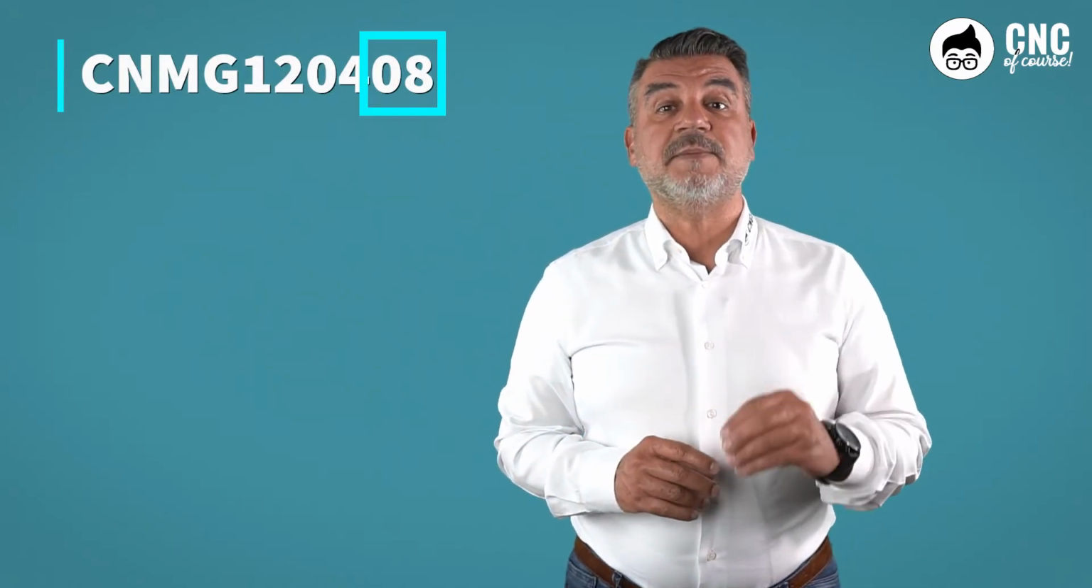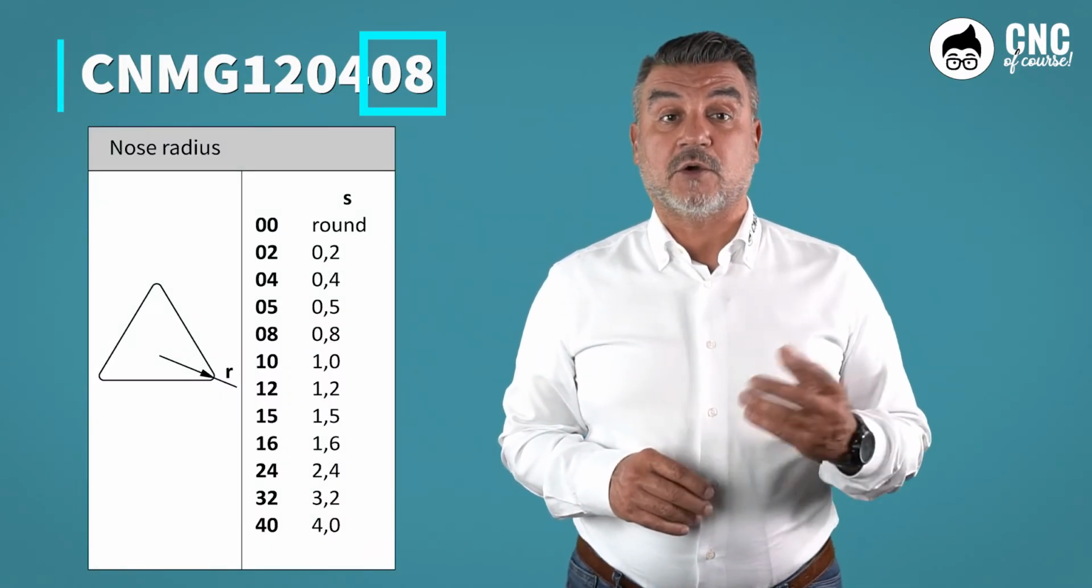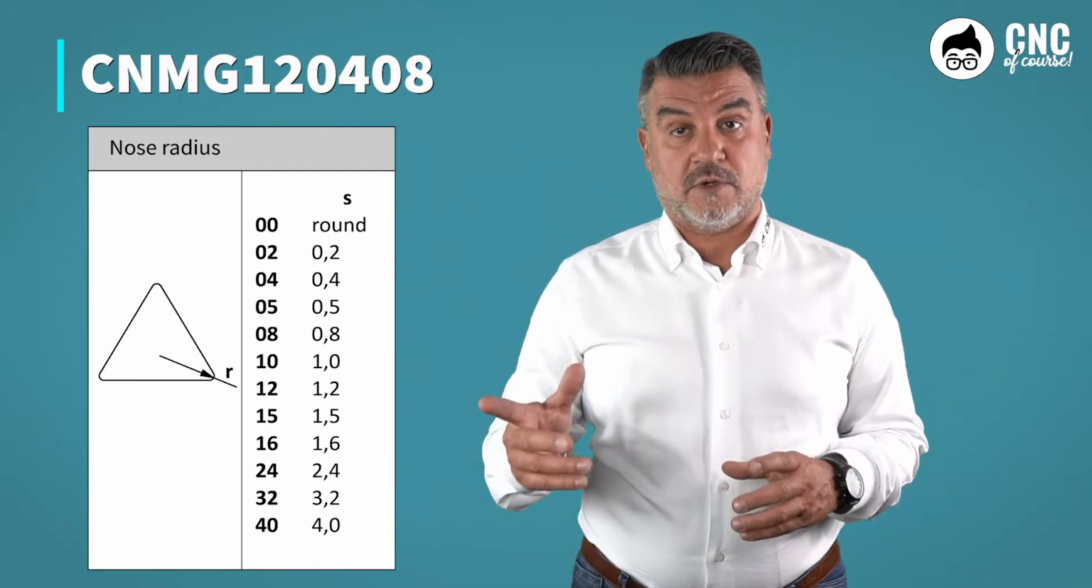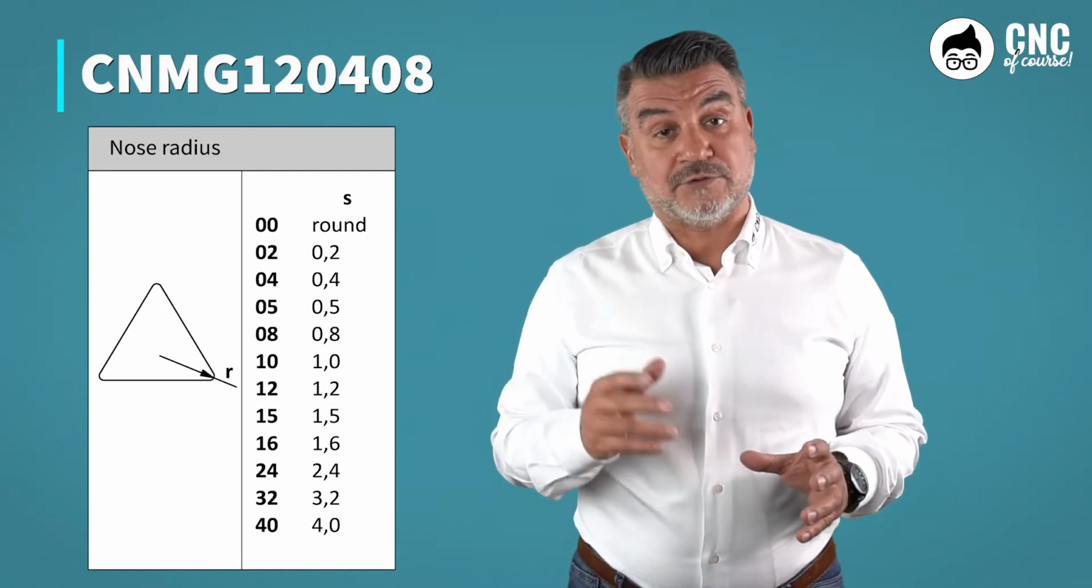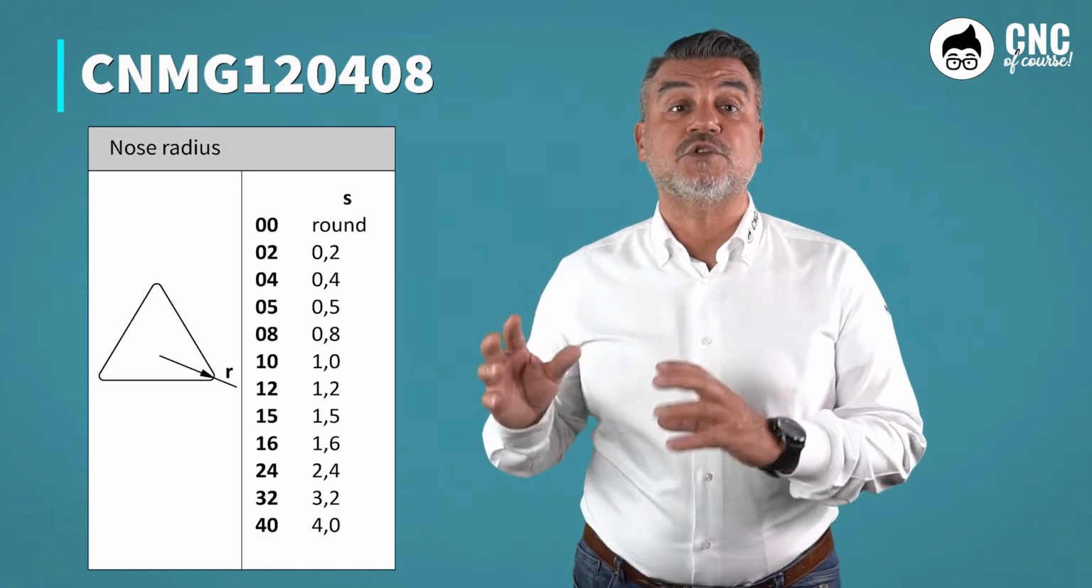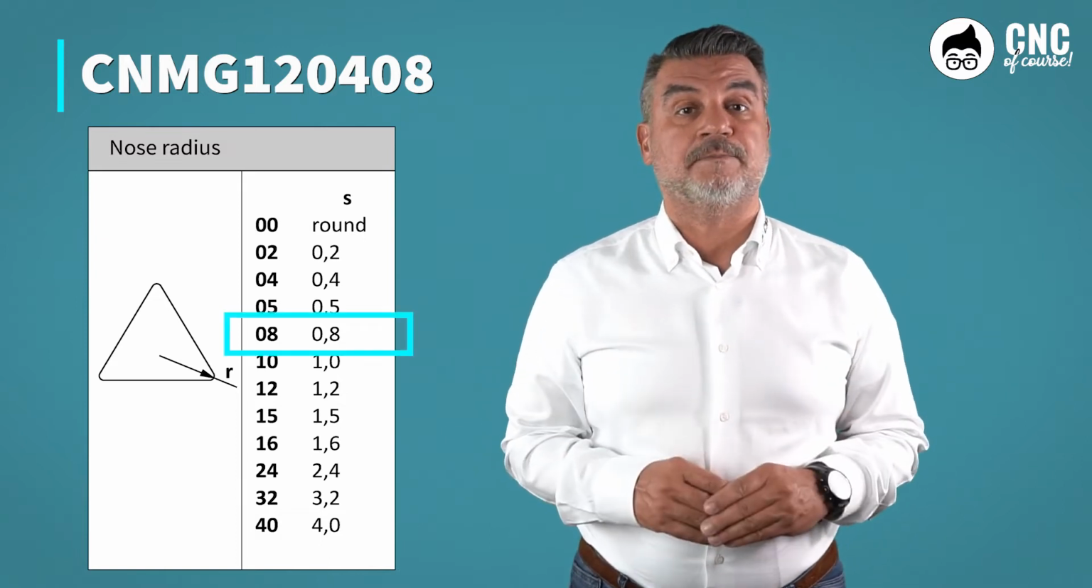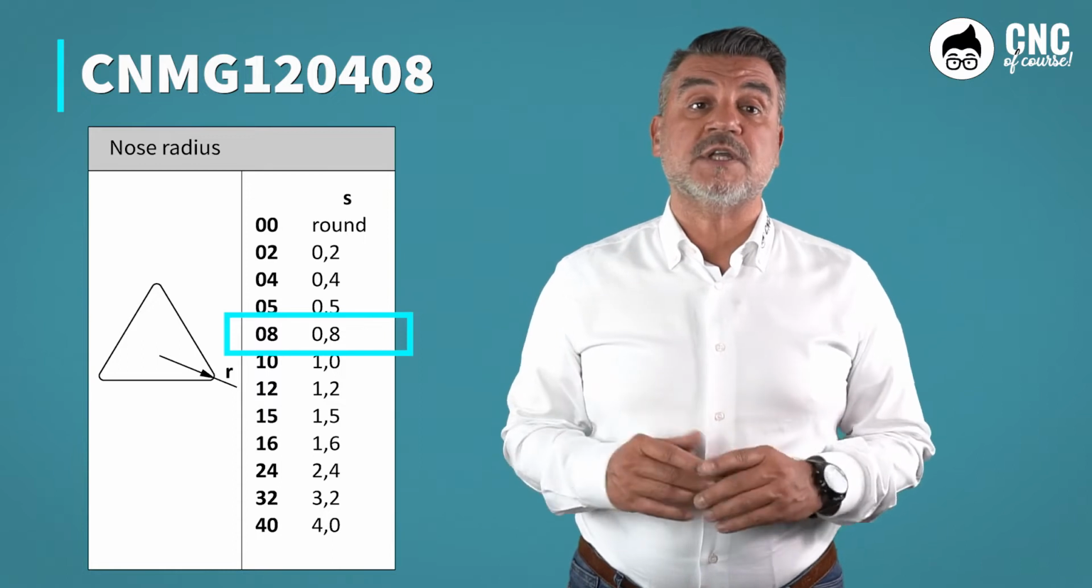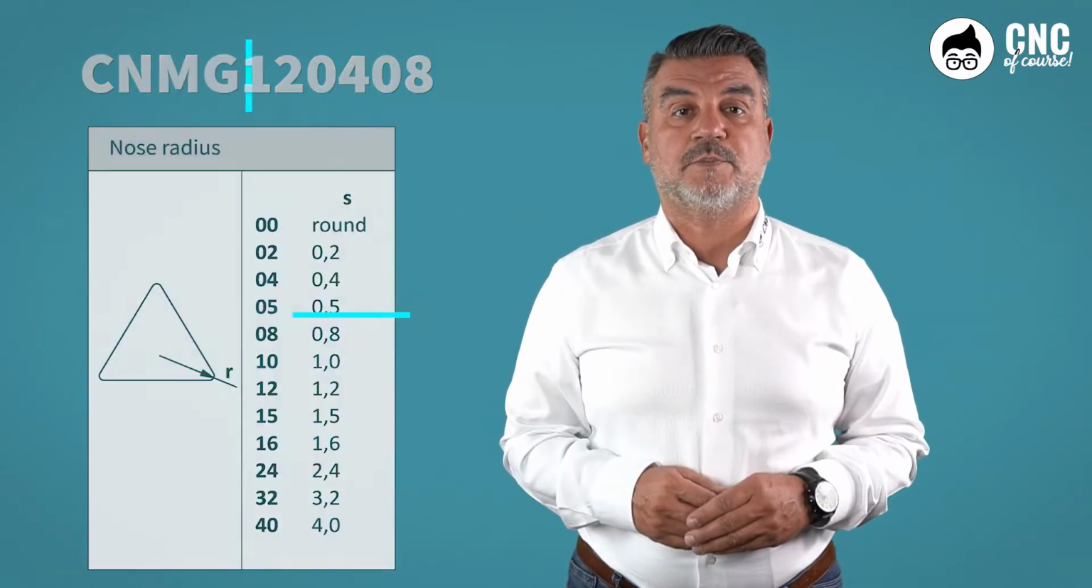The last number, in our case 0.8, expresses the size of the nose radius in tenths of a millimeter, so our CNMG insert of length 12 and thickness 4.76 will have a nose radius of 0.8 millimeters. Let's see now some considerations that influence the choice of the nose radius.